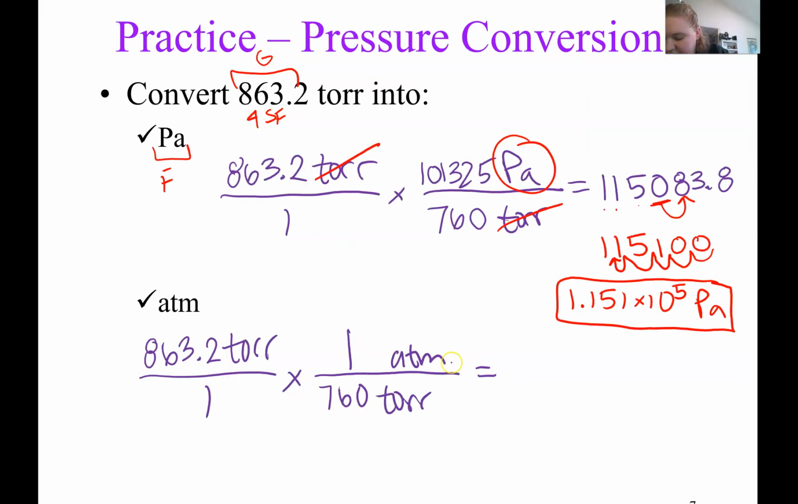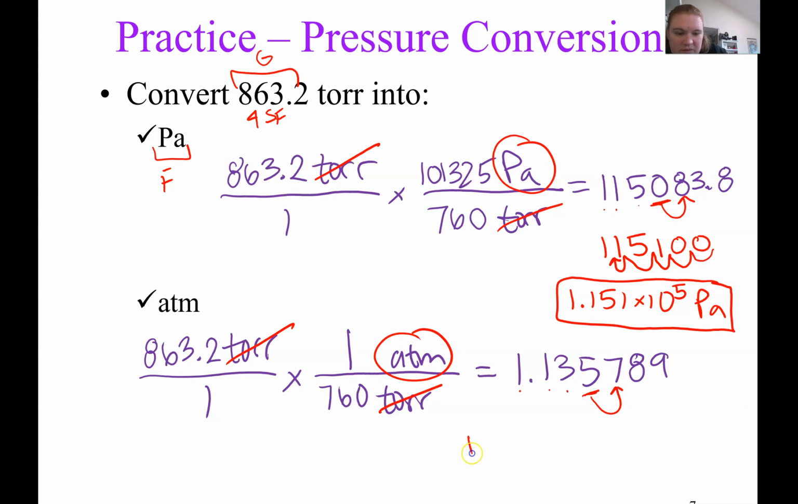So I put it in my calculator, and my calculator says 1.135789. So same thing. Sig figs, units, torrs canceling. We're left with atmospheres. Same starting number, so still have those 4 significant figures. 1, 2, 3, 4. 1.13. That 5 is going to round up to a 6. Atmospheres. There we go.